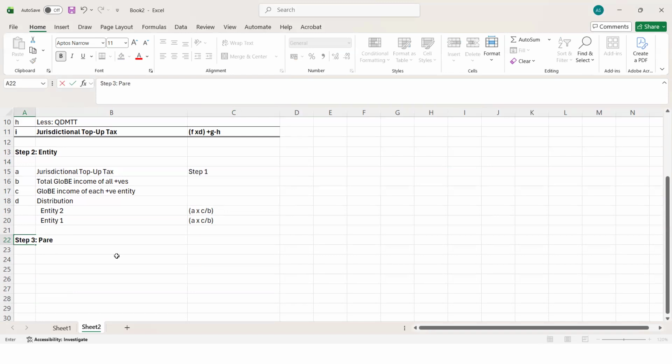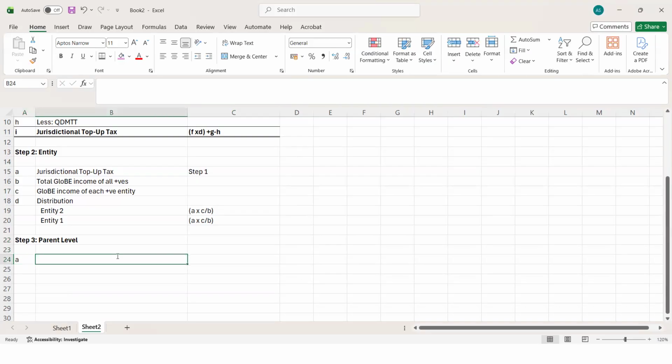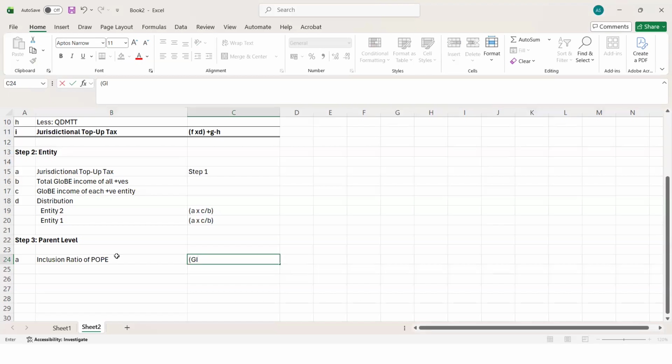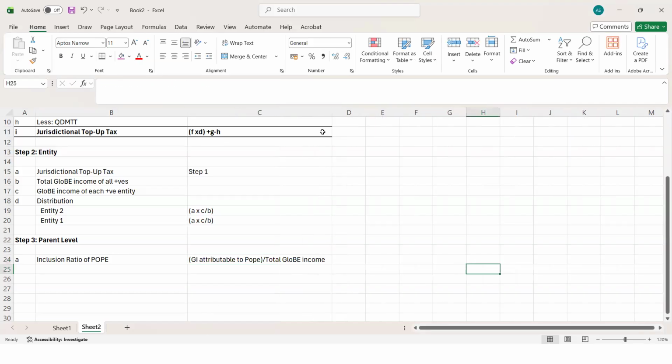Now what is step 3? Step 3 is the parent level. For that, you have to calculate what we call the inclusion ratio of POPE. Let's assume that there is a POPE. We have to calculate the inclusion ratio of POPE. How do I calculate it? GloBE income attributable to POPE divided by total GloBE income. Yes or no? How do I get GloBE income attributable to POPE? Total minus what is attributable to external people.